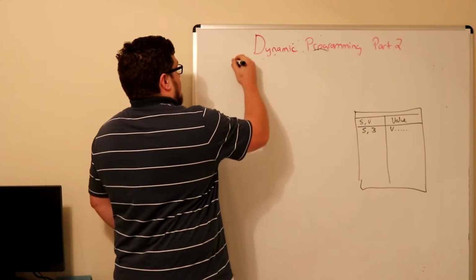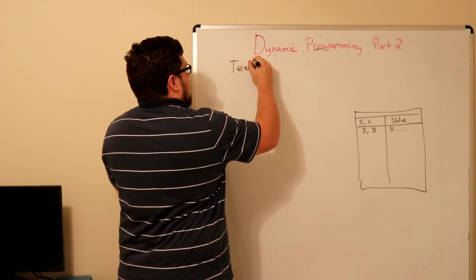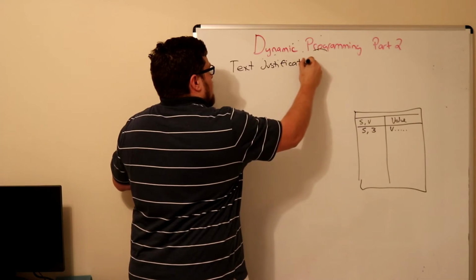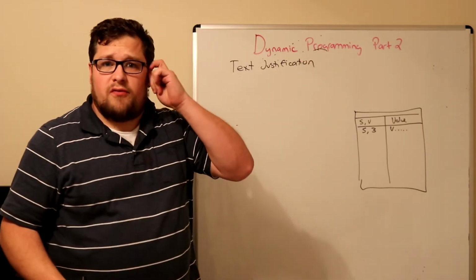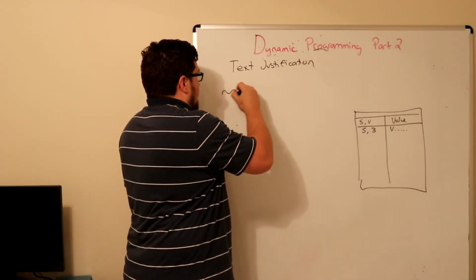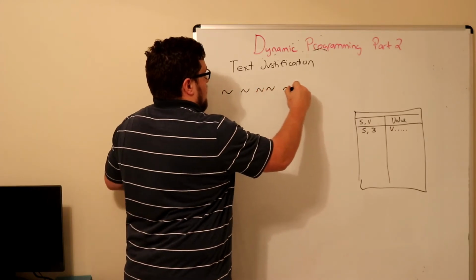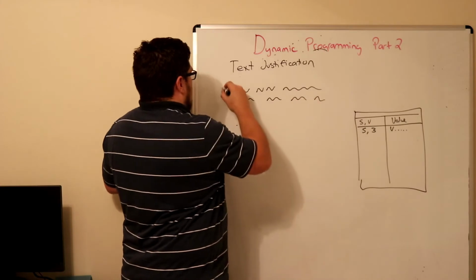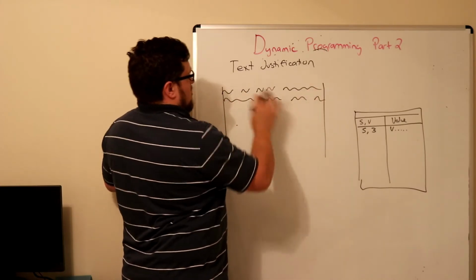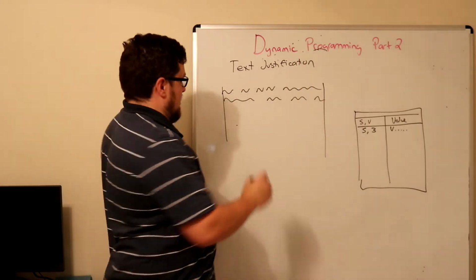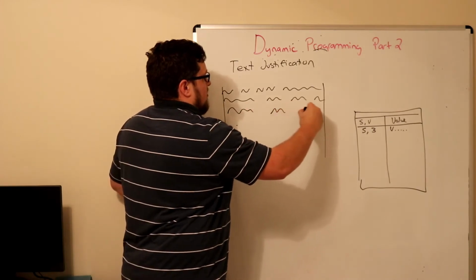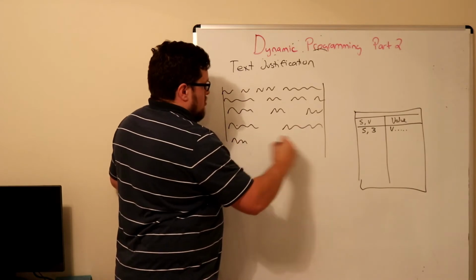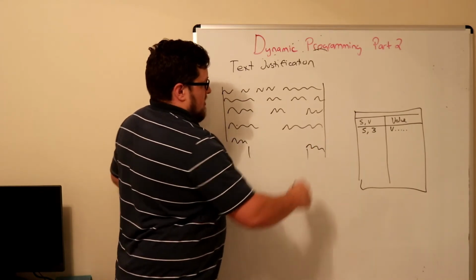So let's look at text justification. So let's say that in Microsoft Word, for example, you type a big paragraph, maybe that's a long word, and you want it left aligned and right aligned, so justified. You want your text justified so that it matches up, it looks pretty, and you don't end up with a huge gap like this, right? That doesn't look good.